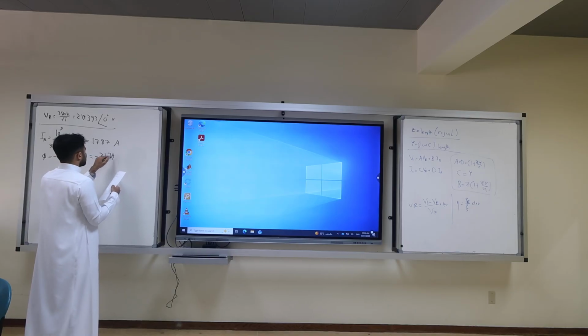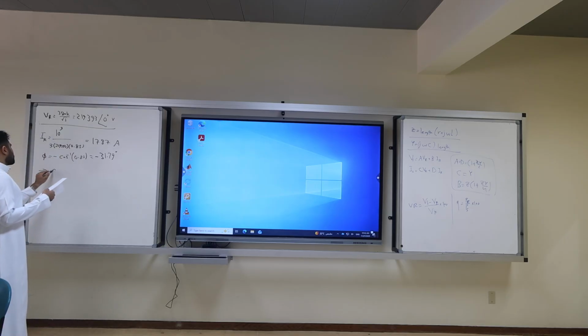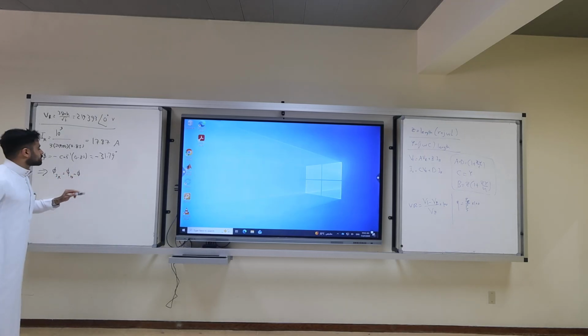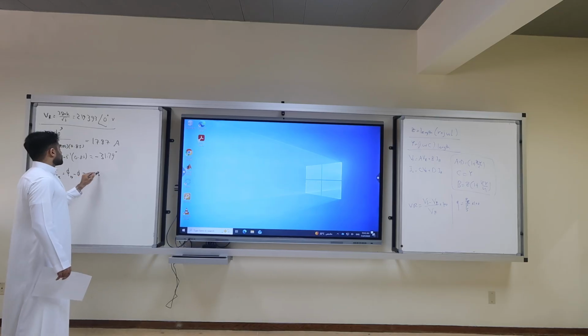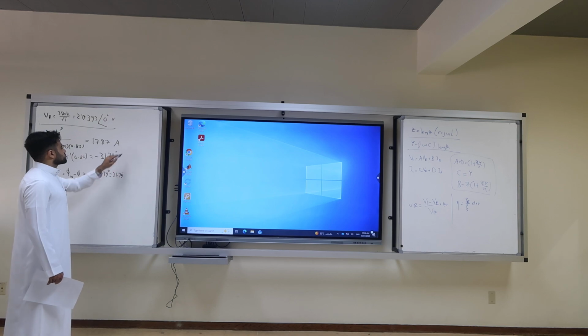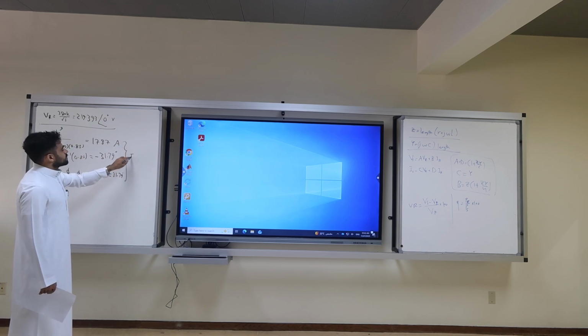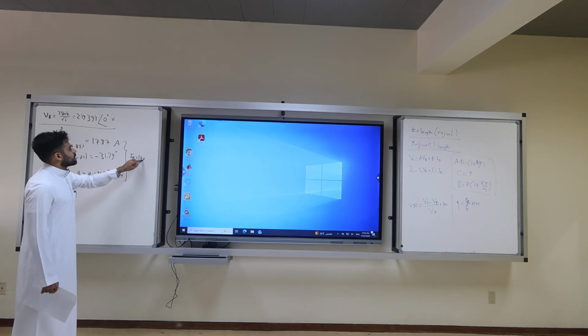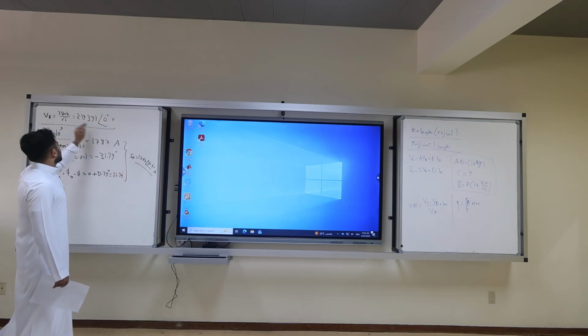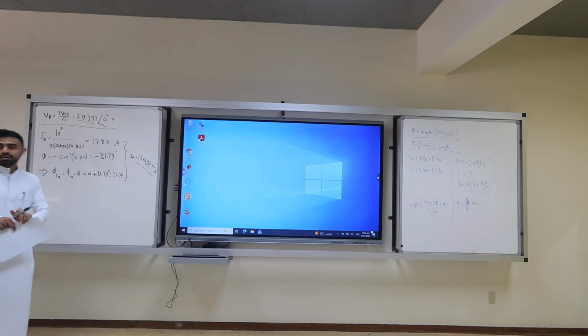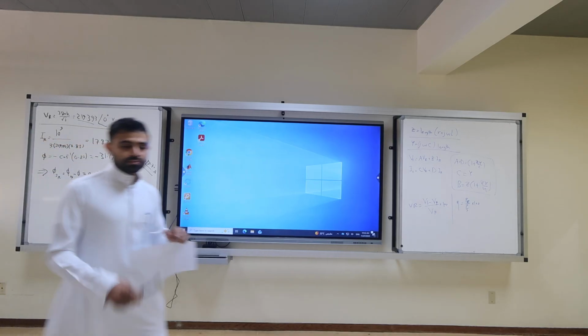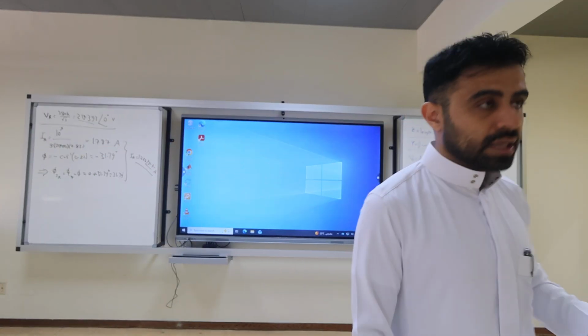minus degree. So this implies that theta of IR is theta of VR minus theta, which is the angle of the power factor. So it would be 0 minus 31.79, which is 31.79 degrees. So from this information, I can get IR to be 1787 angle 31.79 degrees. So you have VR, you have IR. Now it's the time to calculate Z and Y.